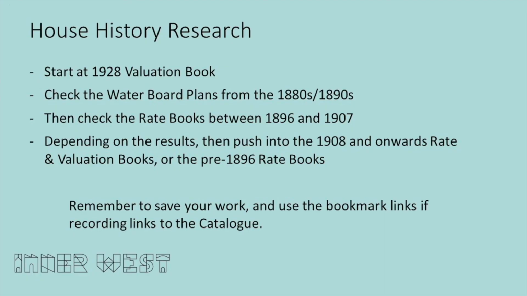When I'm doing a house history, I think the best path is to look at the entry in the 1928 variation books and see what information is in there, such as house name, subdivision information, and so forth. I then check the water board plans to see if I can determine whether the building has been built by the 1880s or 1890s. After I've done those two things, I then search the rate books.